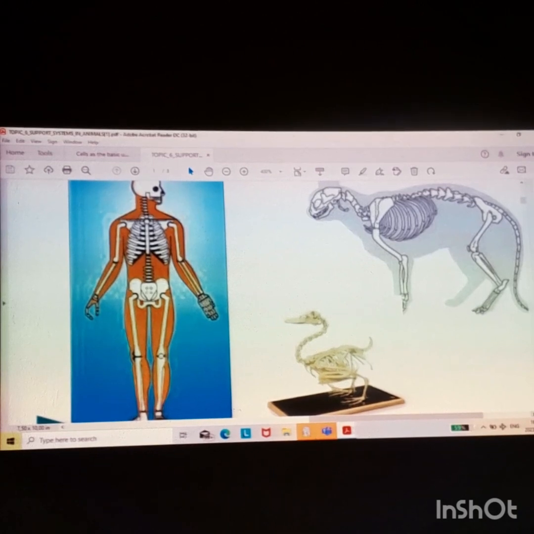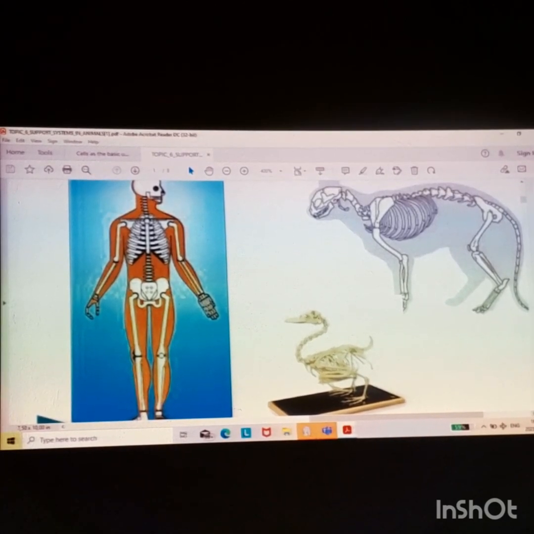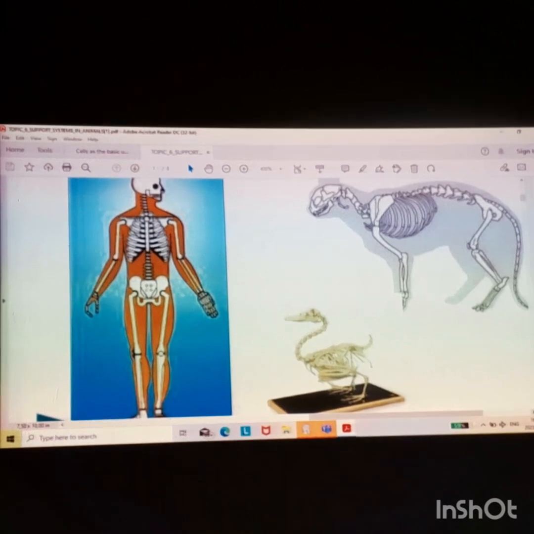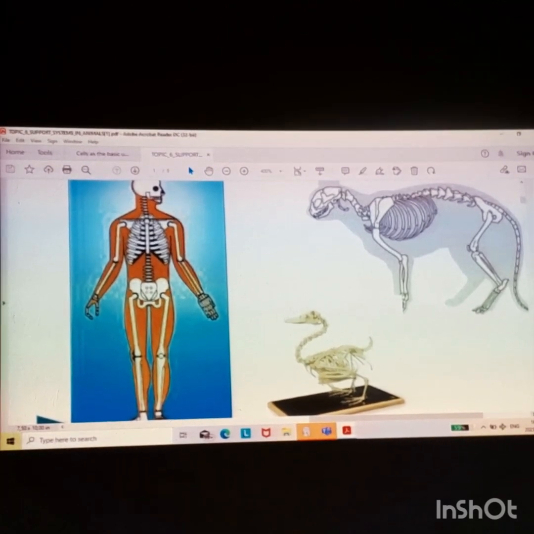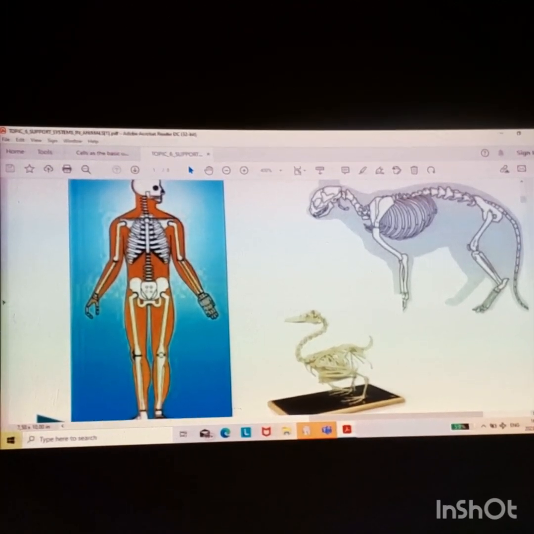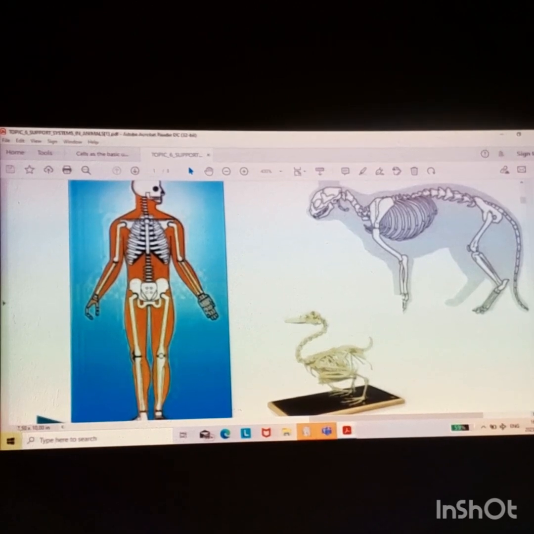Look at birds. What if birds did not have a skeleton? Will they be able to fly? They won't be able to fly because there's no support system, meaning that their muscles won't be attached to anywhere, meaning that they will have floating muscles.